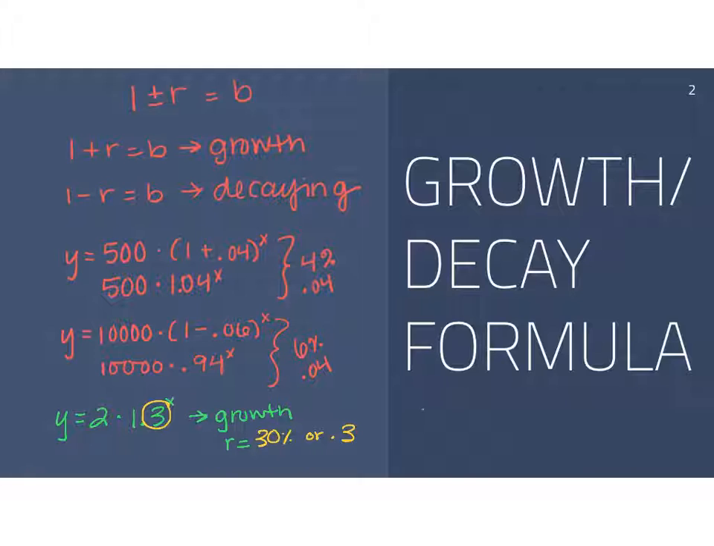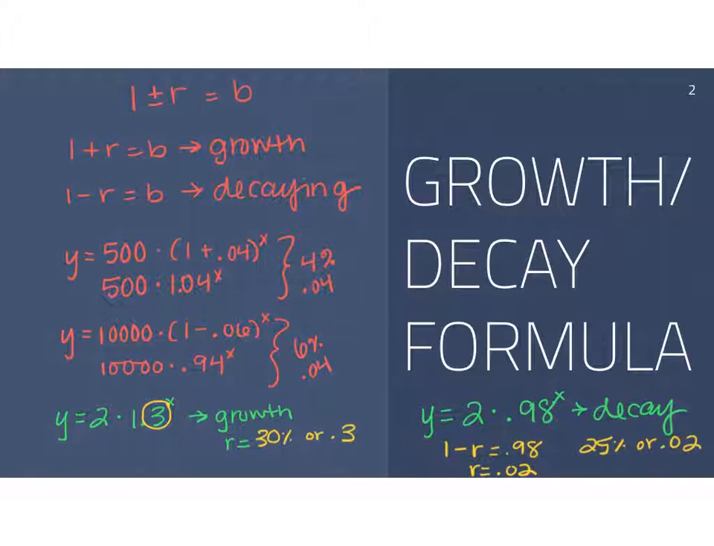If I have an equation that looks like this, y equals 2 times 0.98 to the x, I know that's going to be decay because that b is less than 1. And what I have is 1 minus r equals 0.98. Well, if I solve that equation, this r would be 2%. So r equals 0.02. So the rate is 2%, or 0.02.